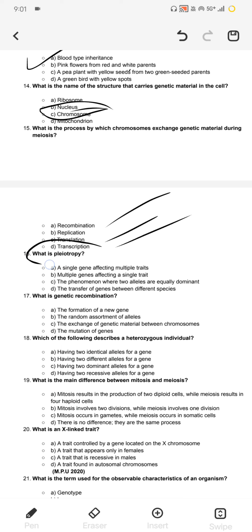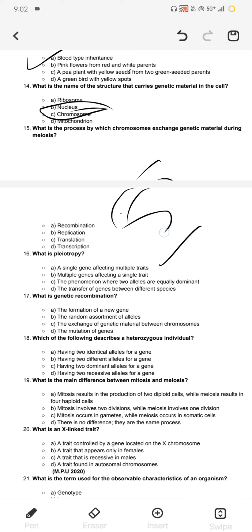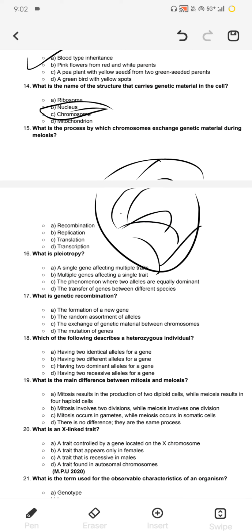Next question is what is pleiotropy? Your options are a single gene affecting multiple traits, multiple genes affecting a single trait, the phenotype where two alleles are equally dominant, the transfer of genes between different species. So the right option here is option A, a single gene that affects multiple traits. This is known as pleiotropy.